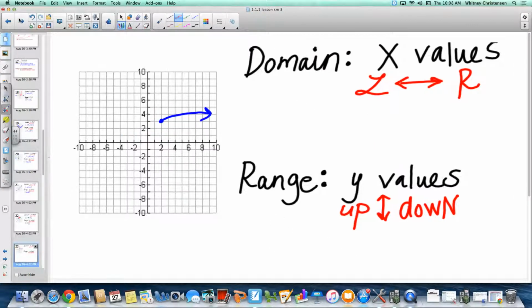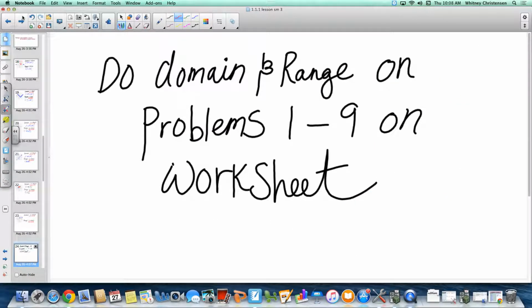Okay, go back and determine all the domain and range on problems 1 through 9 on the worksheet. I don't think you need that last example. I'm going to skip it. Domain and range on problems 1 through 9 on the worksheet.